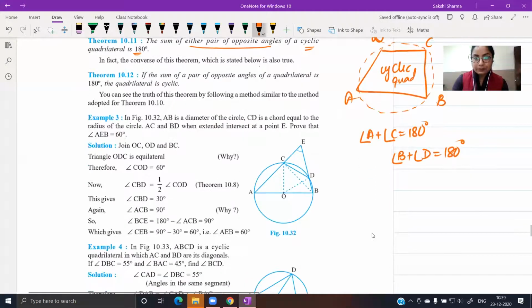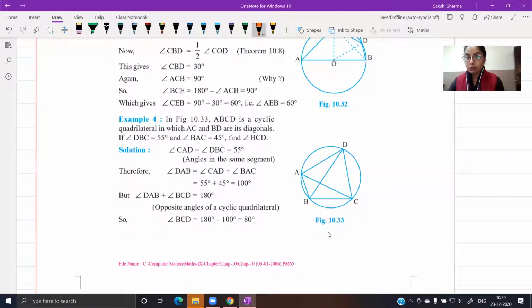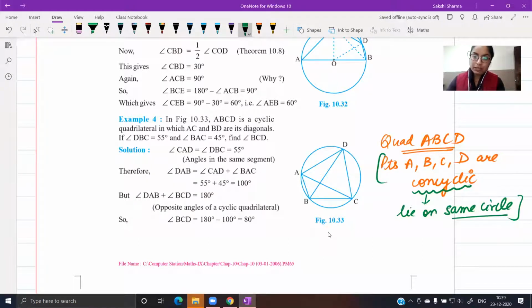this figure here. In this figure, can you see we have quadrilateral ABCD? When I say these points are concyclic, this means the points lie on the same circle. If this is happening, you have a quadrilateral and its vertices are concyclic, all vertices lie on the same circle, in that case we say that the quadrilateral we have is a cyclic quadrilateral.